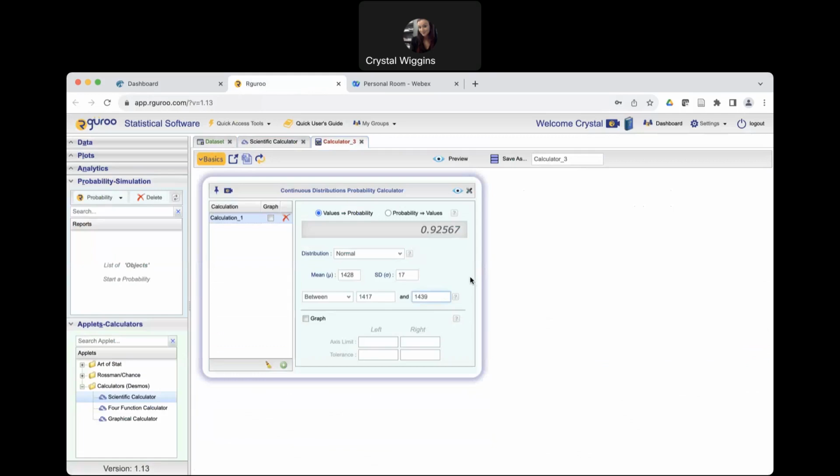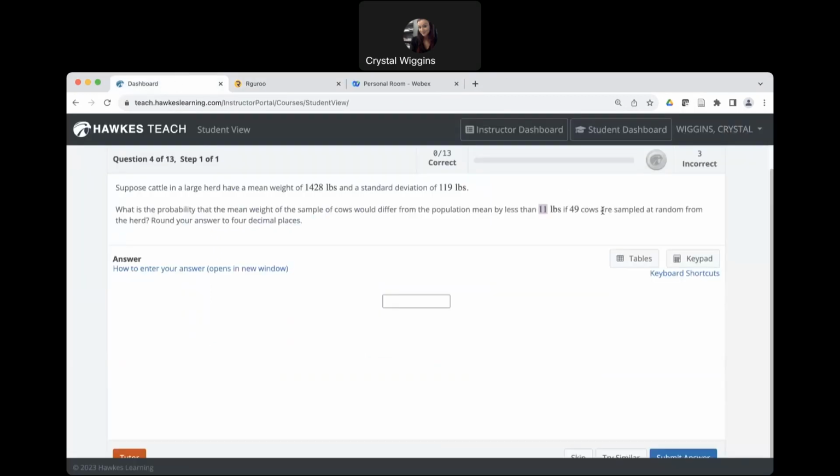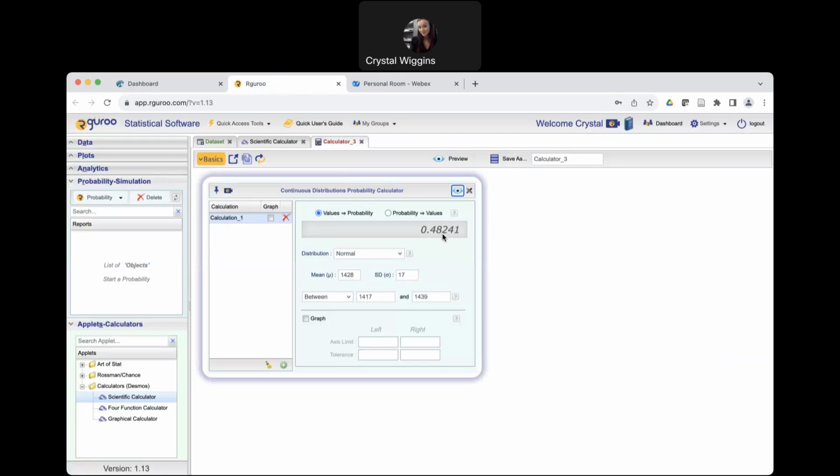And again, because the problem said differs less than, it requires us to be between these limits, versus differs greater than, which requires us to go beyond those limits in an outside problem. So now I'm ready for my eyeball. My answer would be it's about a 48% chance that the average of, what was our sample size again? The average of 49 cows would differ less than, what are we talking about again? Their weight. So there is a 48% chance that the average of 49 cows would weigh between 1417 and 1439.